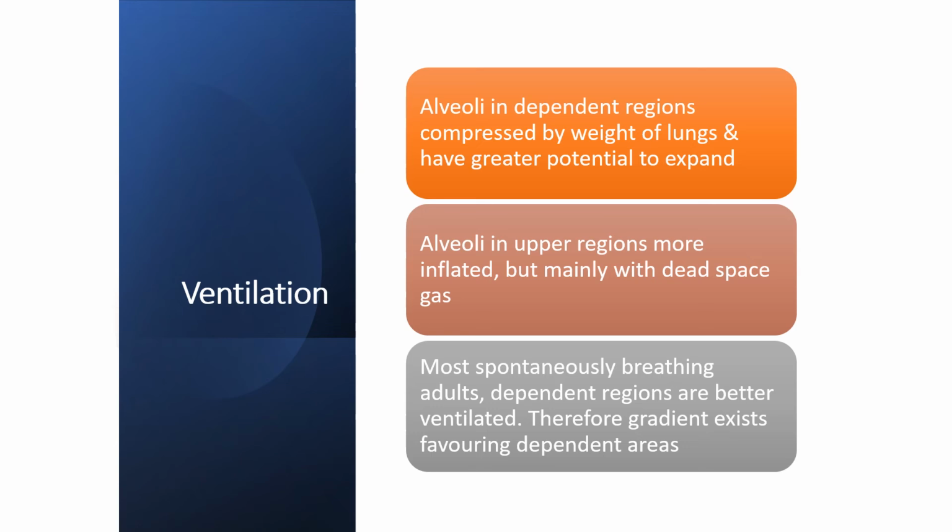And in most spontaneously breathing adults, you and I, the dependent regions, the lower regions of the lungs, are generally better ventilated in an upright posture. So therefore, a ventilation gradient exists favoring dependent areas of the lungs, the mid zones and the bases of the lungs.